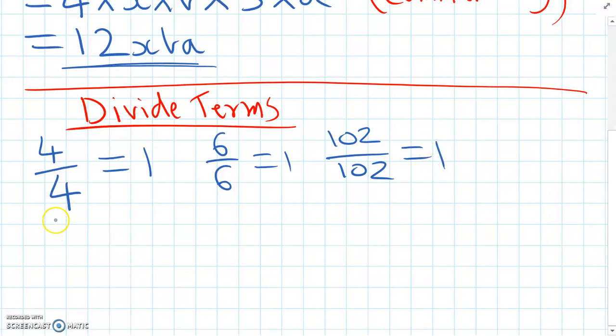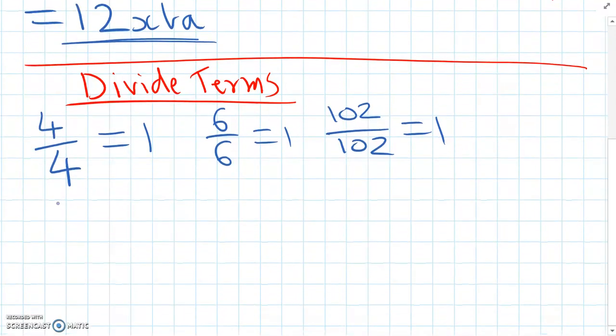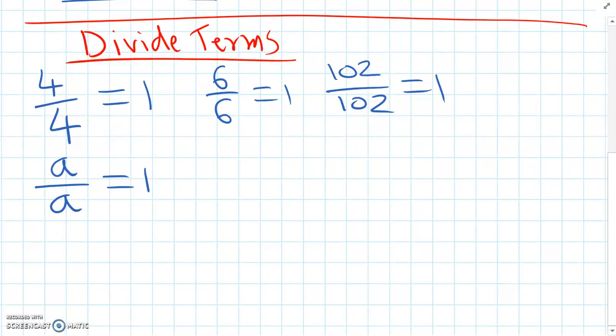Which means in algebra, if we have a pronumeral like a, which could be the number of American people in the room, and we have a divided by itself, even though we don't know how many American people there are, we don't know the number of a, we still know that any number divided by itself is 1. And this is important when we're dividing terms.